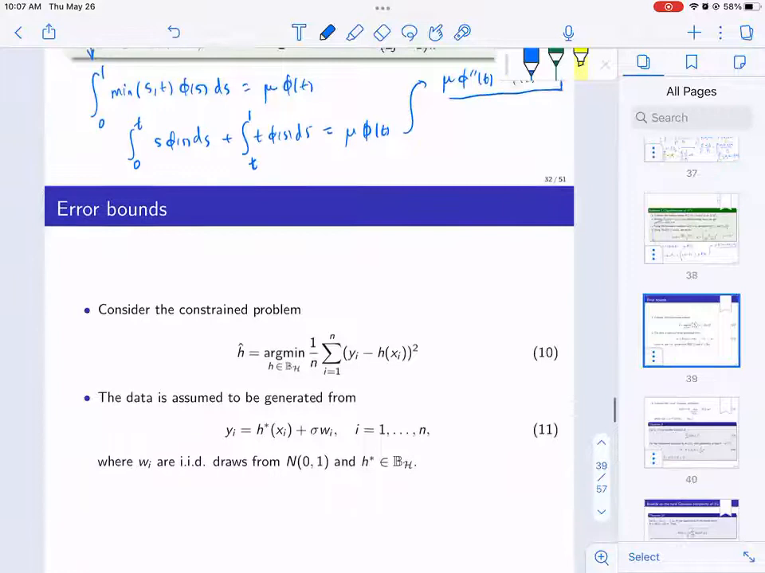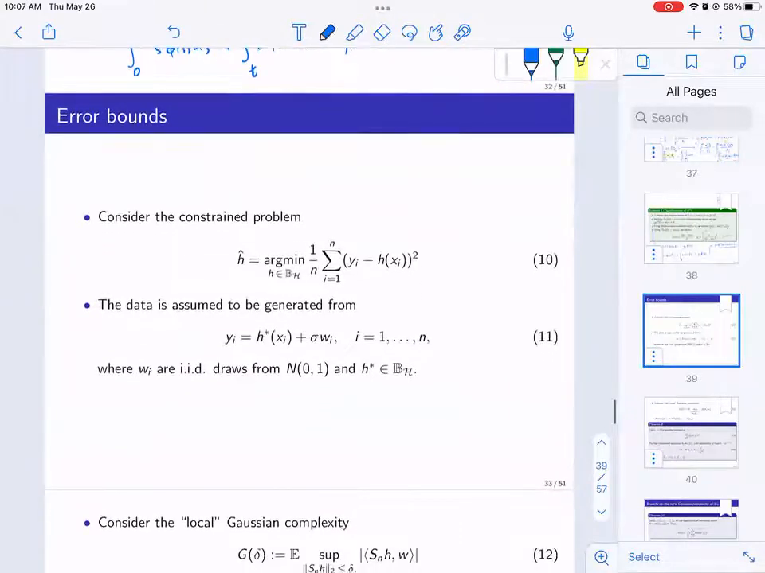Okay, this is a good exercise for you to do. Now I want to talk a little bit about error bounds. I'm going to talk about the constrained version of the problem. Remember, I want to provide bounds for the kernel ridge regression. So the kernel ridge regression is argmin of 1 over n summation i from 1 to n (y_i minus f(x_i)) squared plus lambda times the Hilbert norm of f squared.